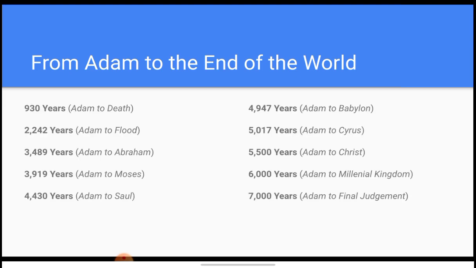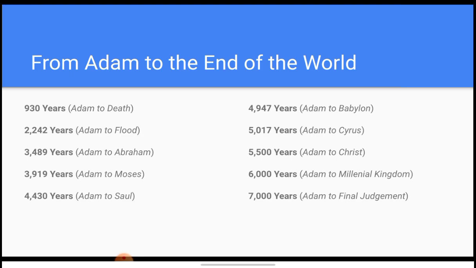Alright, so here are the numbers at a glance that I talked about in the introduction. We see from Adam to his death are 930 years. From Adam to the flood are 2,242 years. From Adam to Abraham, 3,489 years. From Adam to Moses, 3,919 years. Then from Adam to Saul, 4,430 years. And from Adam to Babylon, 4,947 years. From Adam to Cyrus, 5,017 years.